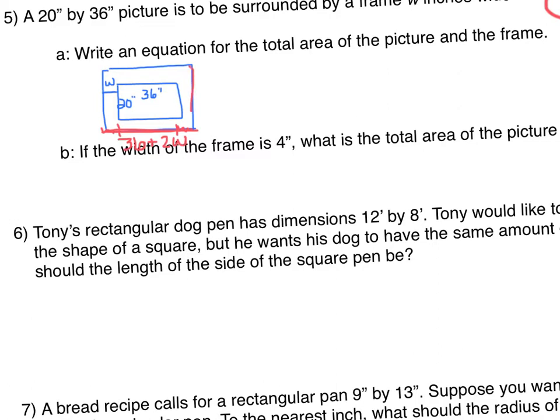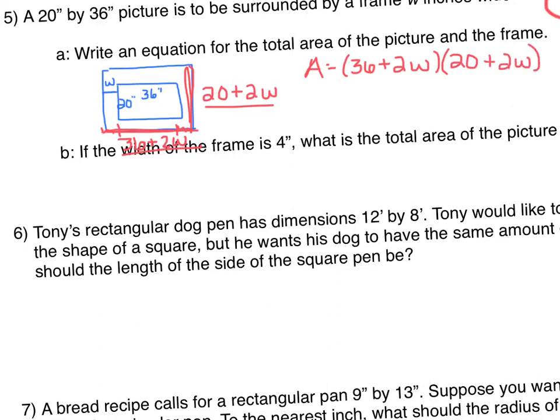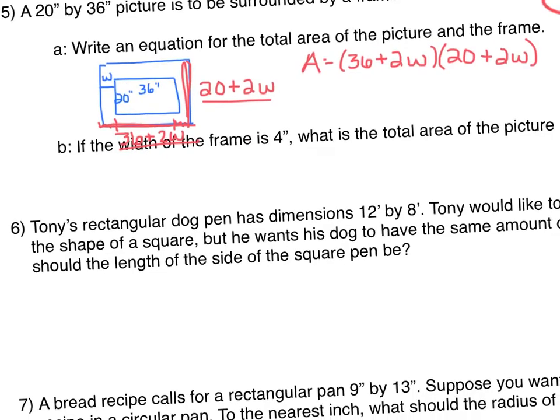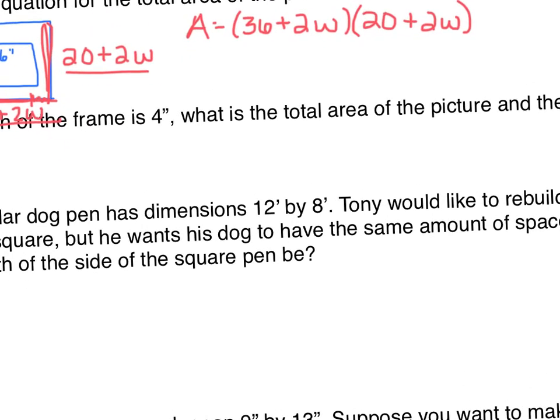And then same thing over here. If I was to add up all those pieces, this would be 20 plus 2W. And so now what I want to do to find area is multiply these two crazy things together. So area equals 36 plus 2W times 20 plus 2W. And you could use FOIL. I'm going to do this one with a box just to appease those of you who enjoy that box method. So if I was going to do this with a box, didn't leave myself much room on top there.